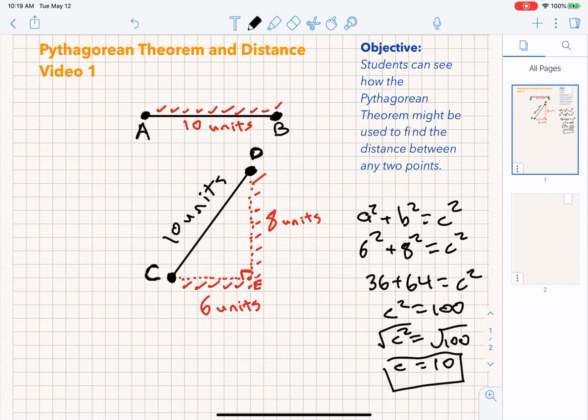Okay? In the next 2 videos, I'm going to look at how we do that kind of abstractly, not on graph paper, to build up something called the distance formula, which really is the Pythagorean theorem in disguise. And then in the final video, we're going to use this thing called the distance formula and then go back and look at how it really is the Pythagorean theorem.